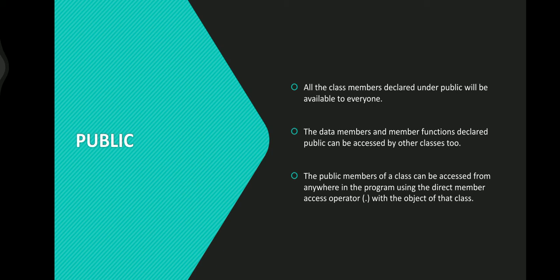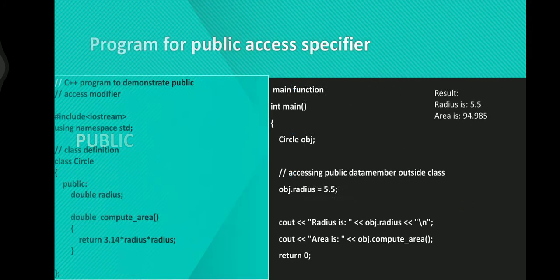The public member is accessible from anywhere outside the class within a program. You can get and set the value of public variables without any member function. So now we will go through a program to better understand the public access specifier.